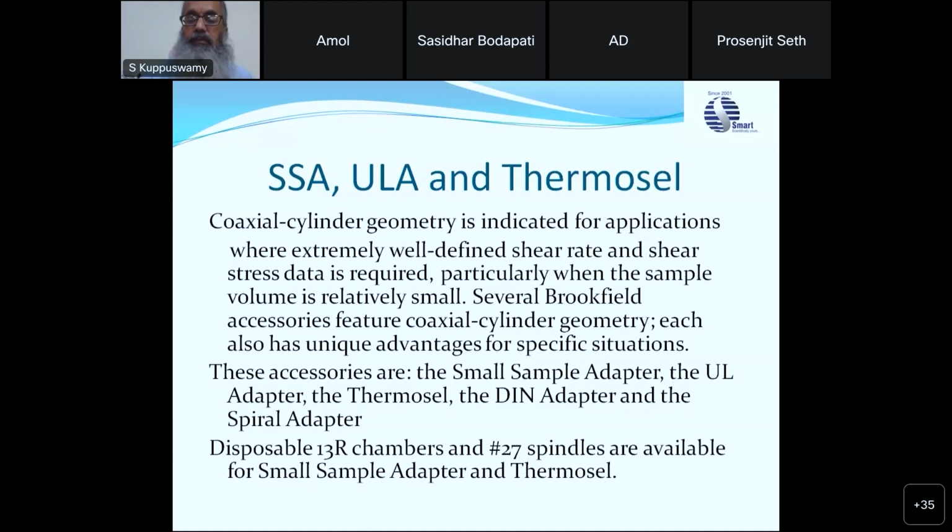And thermocell is normally used in the asphalt industry, where you heat the sample, which initially is in solid state. When you melt it at more than 100 degrees or up to 300 degrees, it becomes liquid. In such condition, you measure the viscosity. So in those industries, thermocell is used.